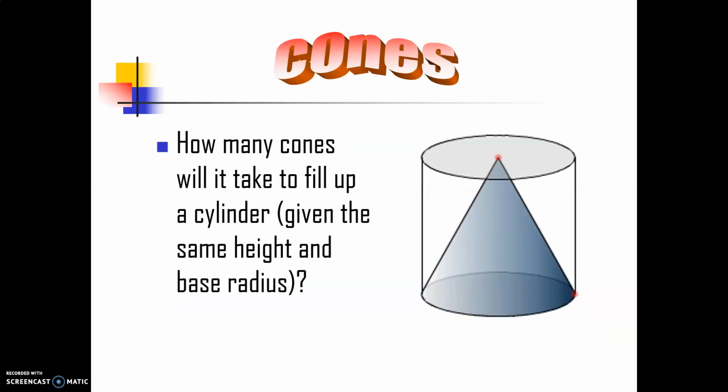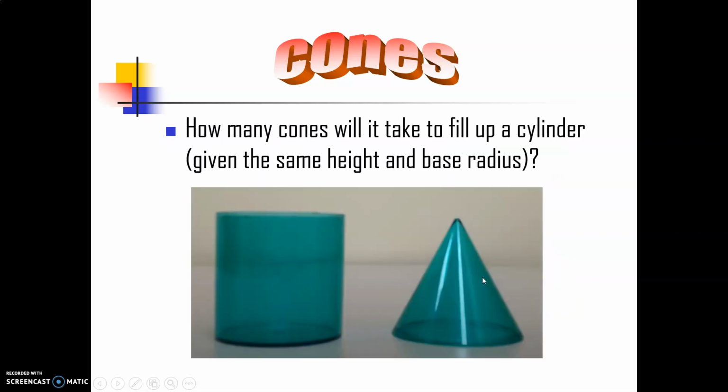So, how many cones do you think it would take to fill up a cylinder given the same height and radius? If you look here, there is a cone that is just placed inside this cylinder, and the cone has the same height as the cylinder and the same base area. As you can see, the cone clearly takes up less space than that cylinder. So again, the question is, how many cones will it take to match the volume of that cylinder?